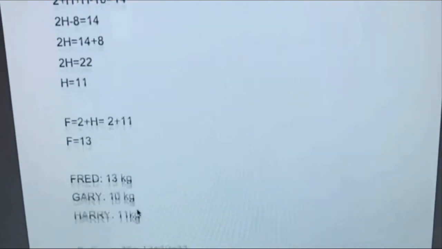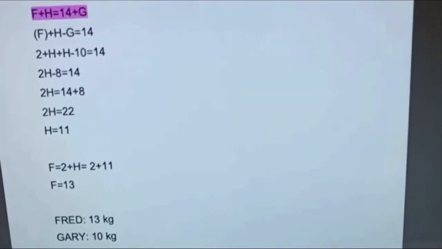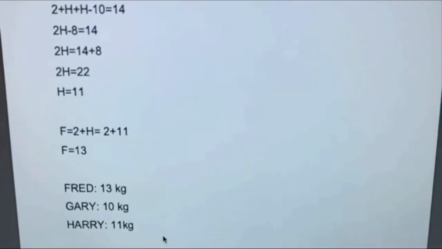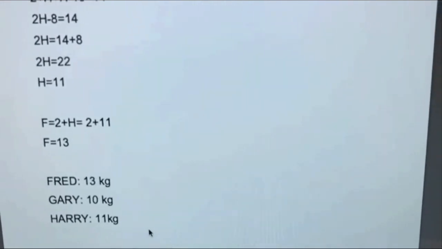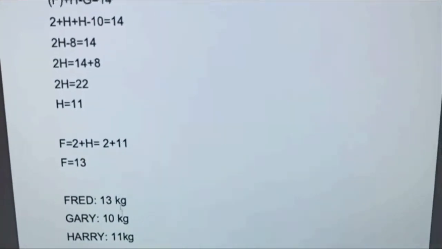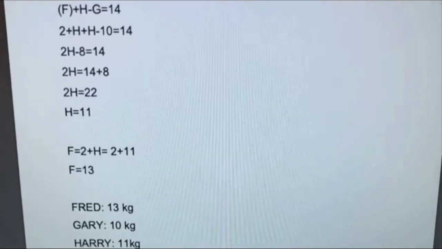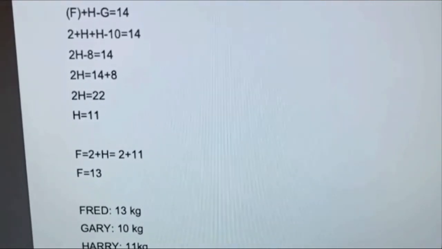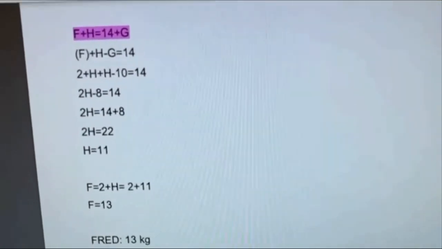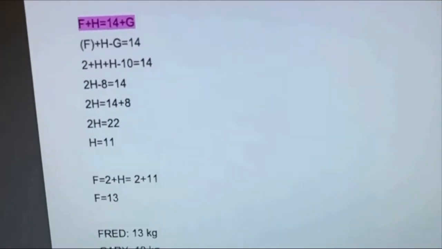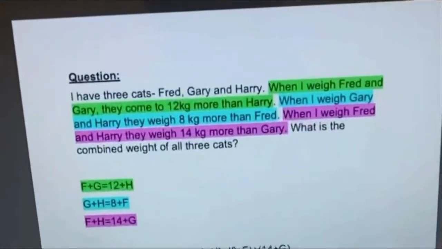So now we know the individual weights, we can find the combined weight this way as well. So f plus g plus h equals 13, because the weight of Fred is 13. Similarly, g is Gary's weight 10, and h is Harry's weight, which is 11. So 13 plus 10 plus 11 is 34. So that does give us the answer that the combined weight of all three cats is 34, and that's what we got before.